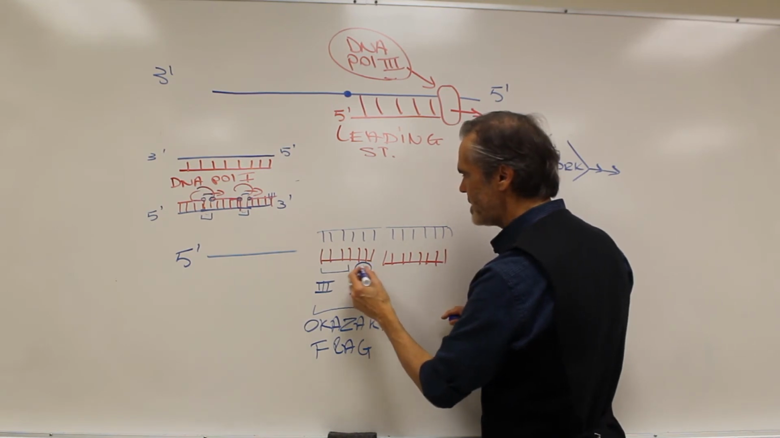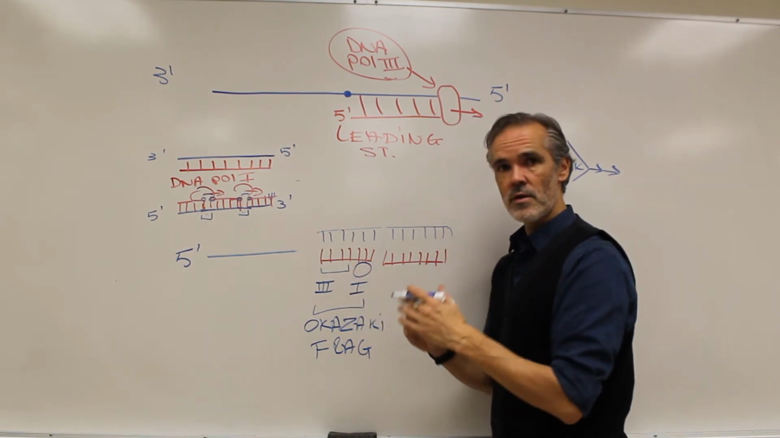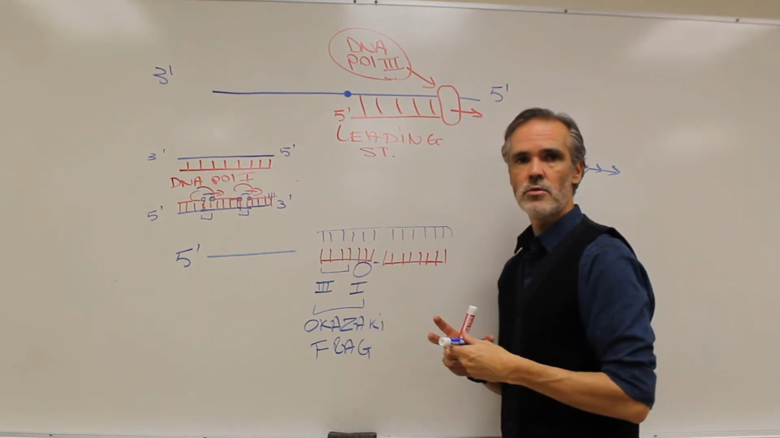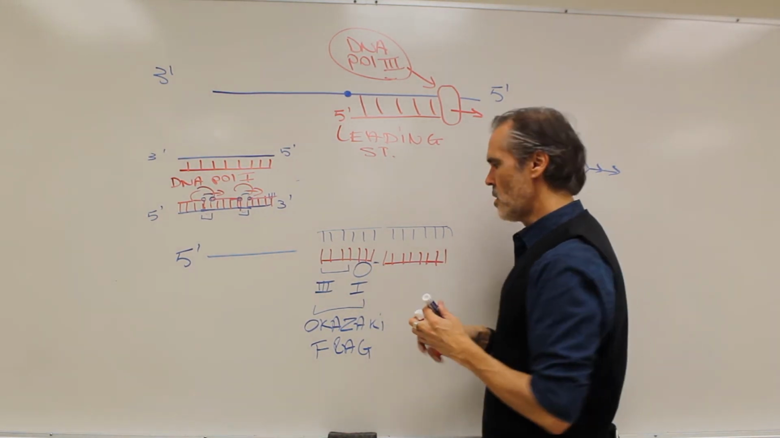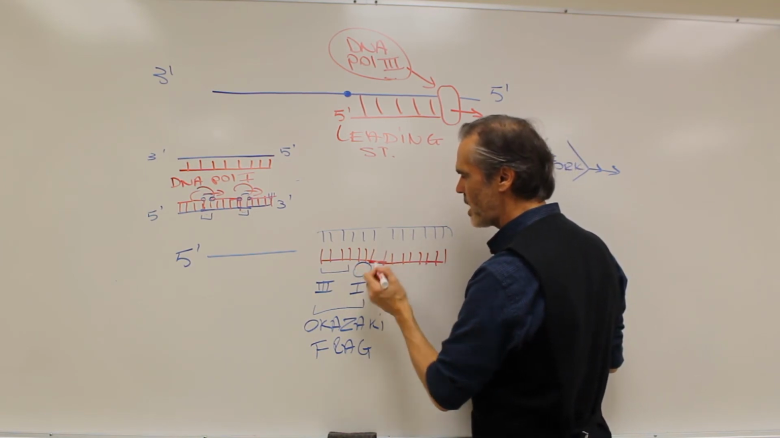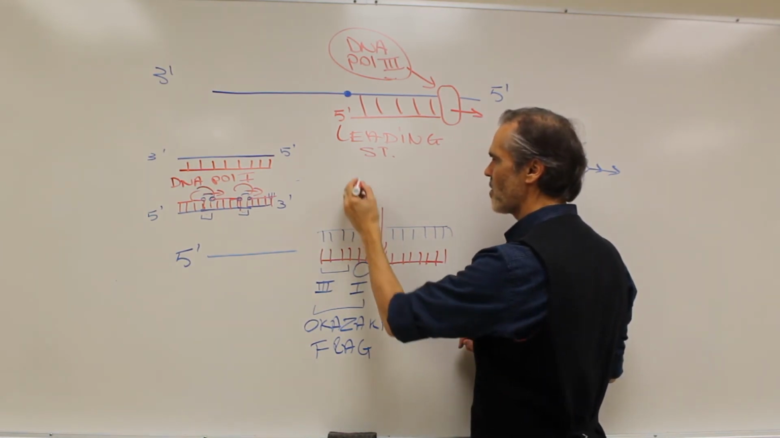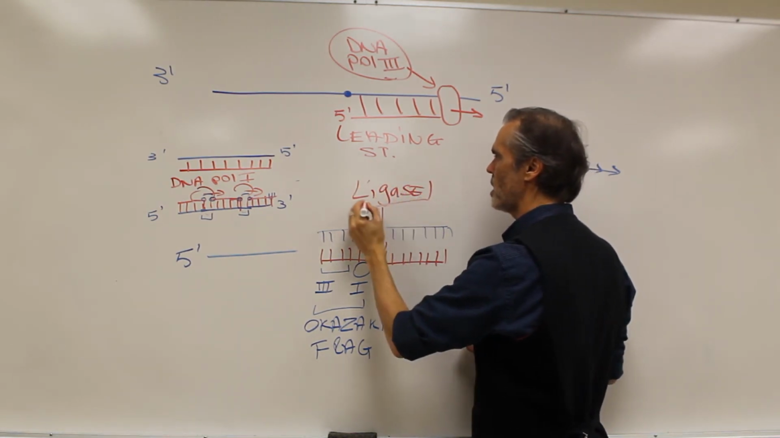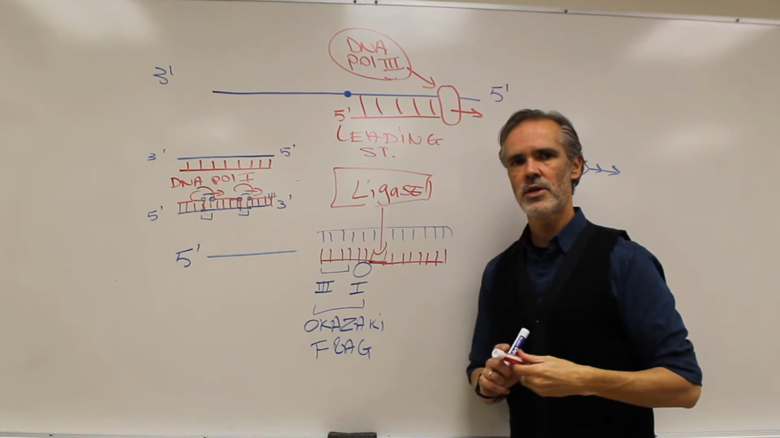And then at the end, DNA polymerase has done its job. Now what it needs to do is fill this gap here. And it can't do it because it's not made for that. So what we need is another enzyme right here that's going to fill this gap right here. And that gap is filled by ligase. Okay, that's the enzyme that does that.